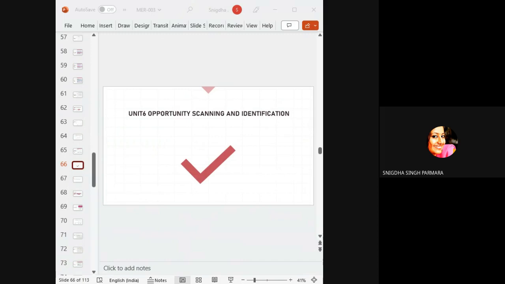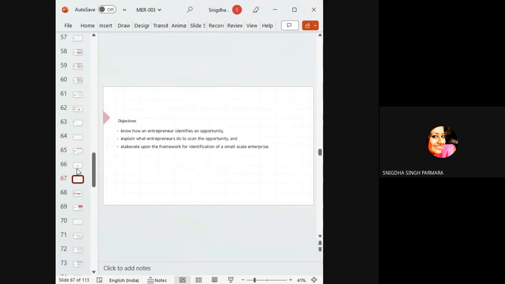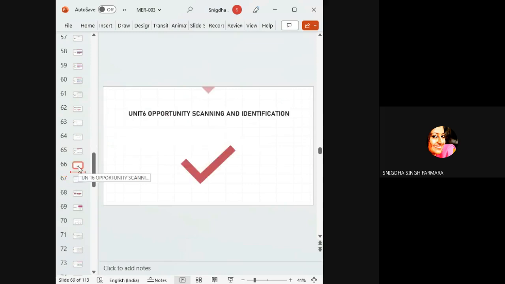So, what are the ways in which entrepreneurs could scan certain opportunities? Scanning, you already know what is scanning. We've done environmental scanning also. Scanning is basically continuously monitoring the environment. So similarly, opportunity scanning would be what? Continuous monitoring of an opportunity.